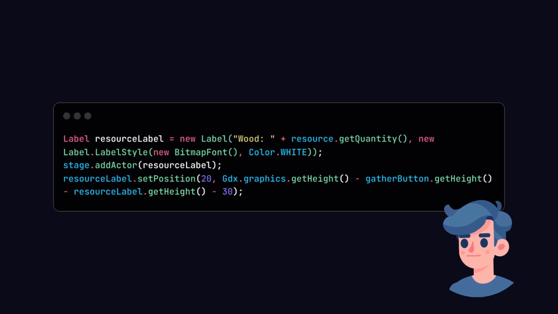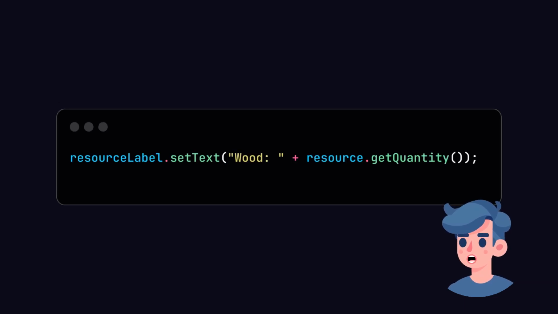Let's add a way to visualize resource gathering. Add a simple text label displaying the available quantity of resources. This label is updated each time resources are gathered. Make sure to refresh this label with the latest quantity after gathering.